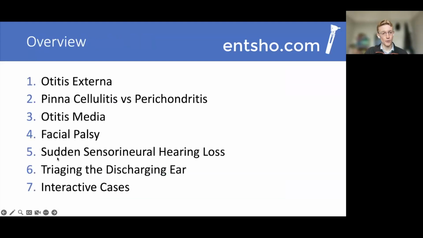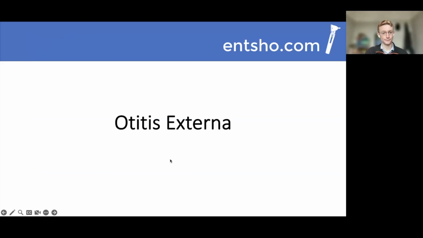So just an overview of what we're going to go through. We'll go through otitis externa, pinna cellulitis, otitis media, facial palsy, sudden sensorineural hearing loss, general triage of the discharging ear, and then go through some interactive cases to consolidate on this.